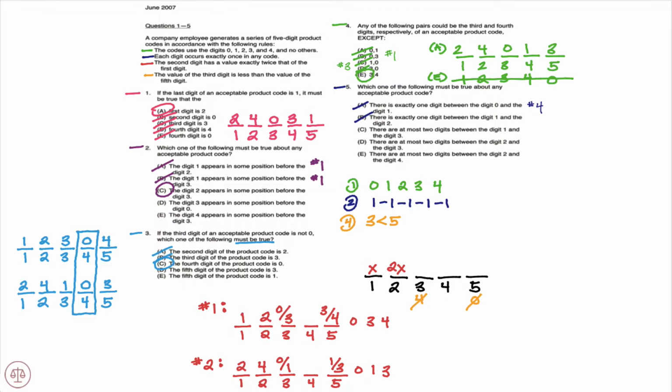C, there are at most 2 digits between the 1 and the 3. Well, again, you notice from scenario 1, we could actually have 3 digits in between the 1 and the 3, right? Have 1 be first, 3 be fifth, and there would be 1, 2, 3 digits in between. So C does not have to be true, and C would be eliminated.